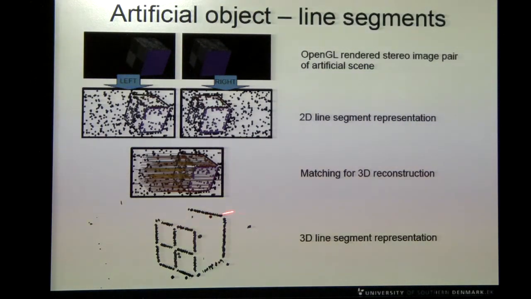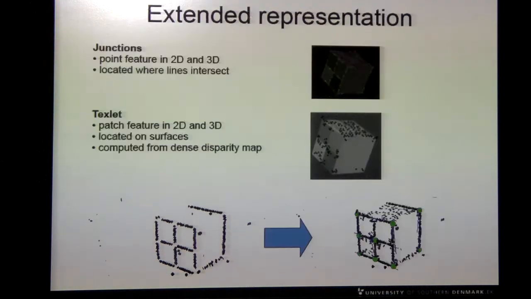So we have a lower bound on the angle. If it's too close to horizontal, we can't extract the line segments. That's why these are completely missing. But by rotating the object, we will at some point extract them and put them into our accumulated model. We also introduce the junctions and textlets. So going from this line segment-based representation to this, we visualize junctions using green dots and a few textlets in this textured surface of the cube.